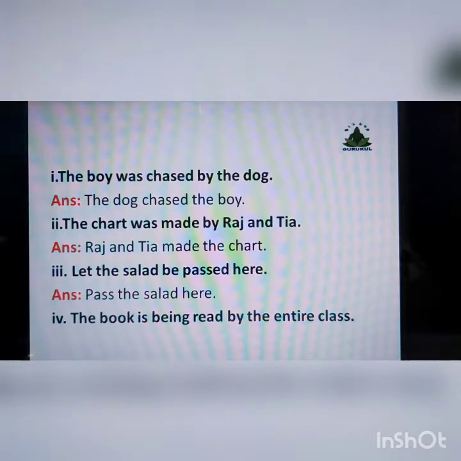Next sentence is, the chart was made by Raj and Tia. The answer is, Raj and Tia made the chart. Next, sentence number 3. Let the salad be passed here.